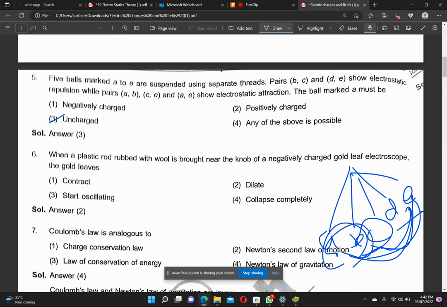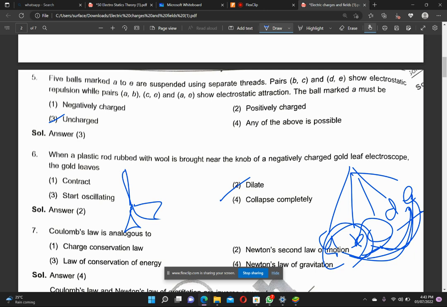When a plastic rod rubbed with wool is brought near the knob of a negatively charged gold leaf electroscope, the gold leaves dilate. See, we have a gold leaf experiment in your NCERT books. If you just go and refer to the experiment, you will get to know.